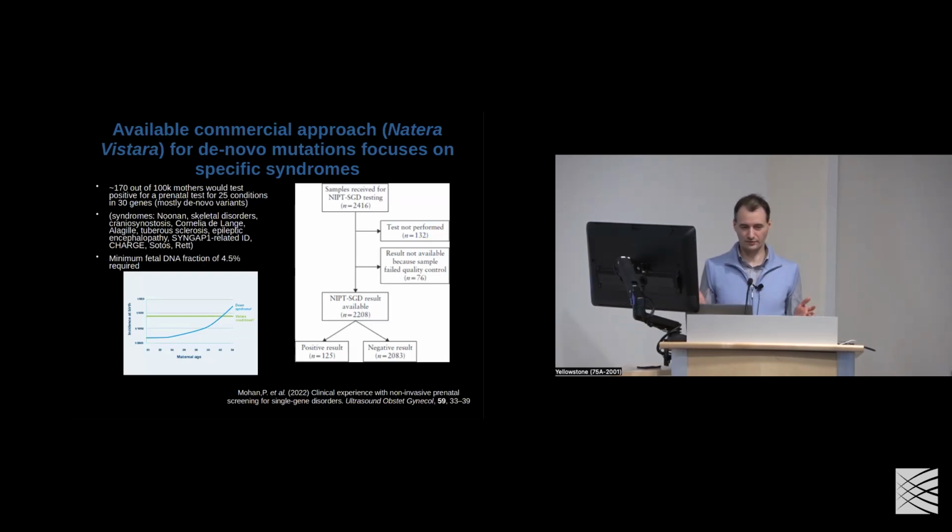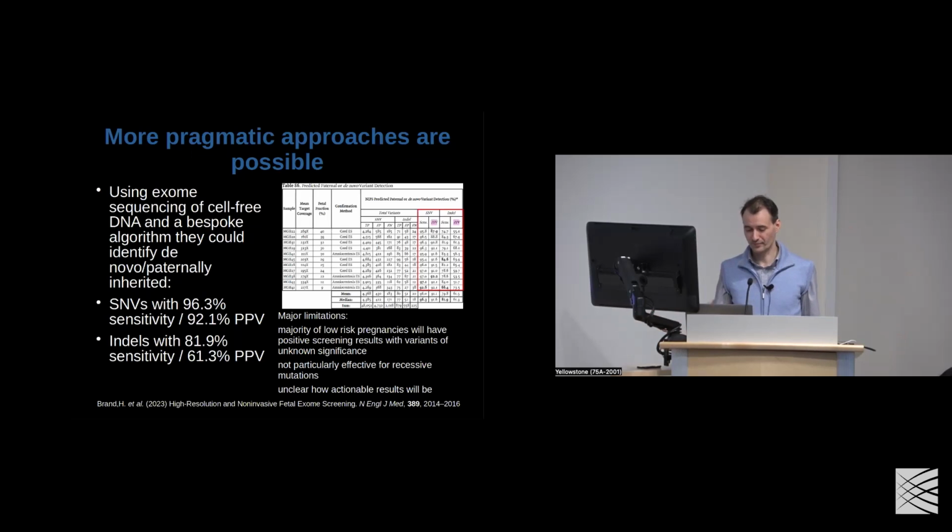If you were to give a test like this to all the mothers, which is not what is done in practice, it's only given to mothers that have some weird findings in the ultrasound, something like 170 out of 100,000 would show up as positive. So this is much lower than what you would find if you were trying to look for all de novo mutations.